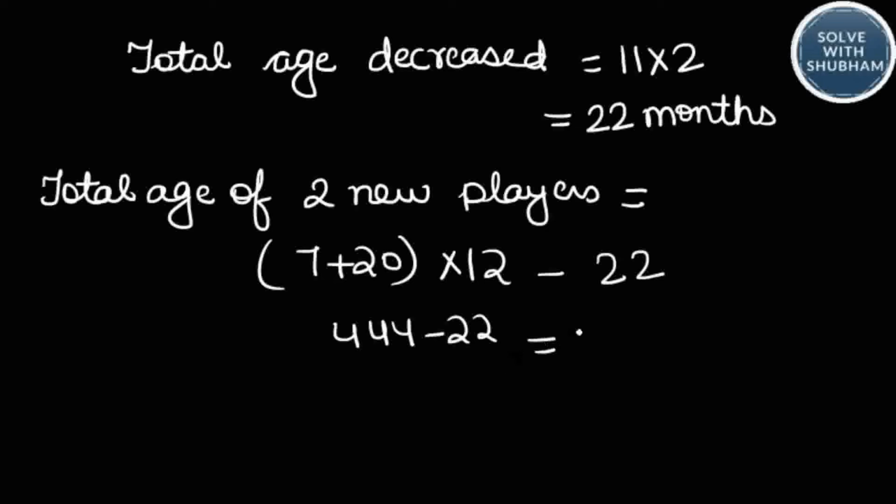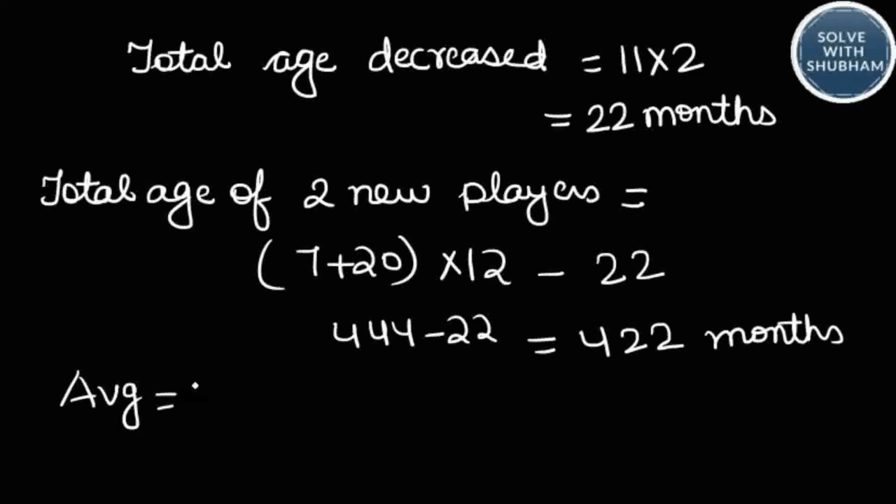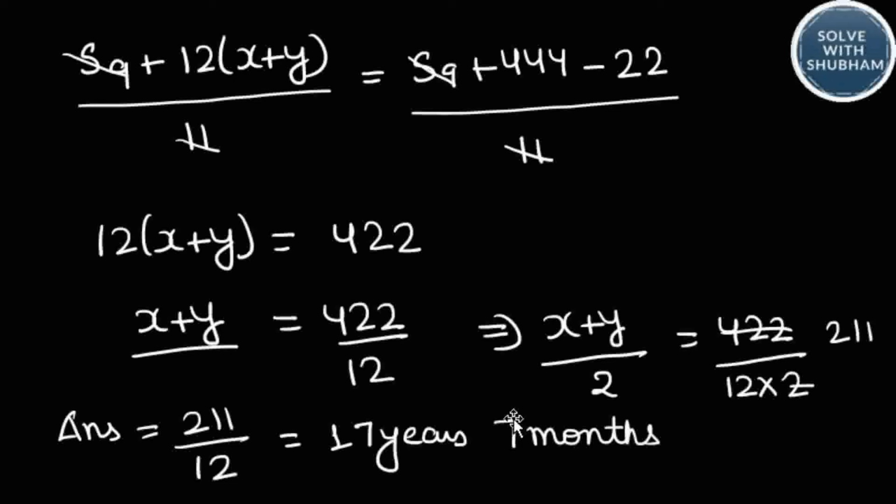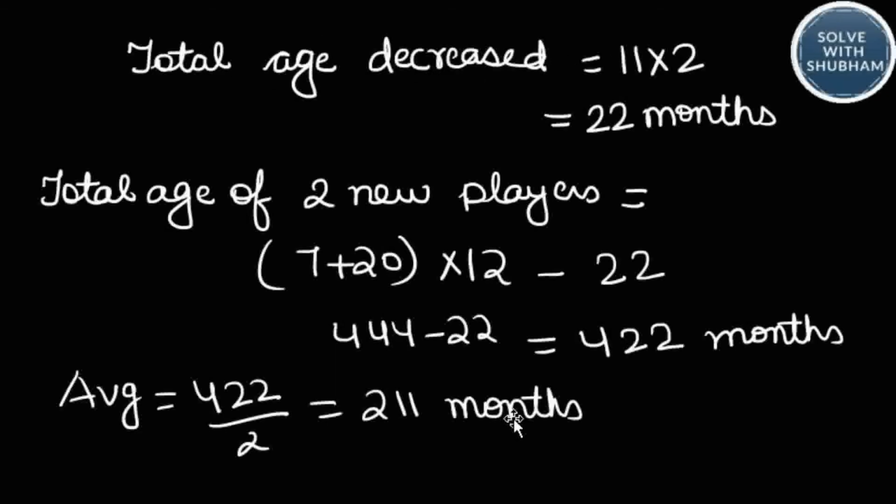This would come as 422 months. What you have to find out? You have to find out the average. So what would be the average? 422 divided by 2, 211 months. Let us have a look. It was 211 months. You have to convert that into years. So 1 year has 12 months. So you will get the same 17 years and 7 months. Simple question again.